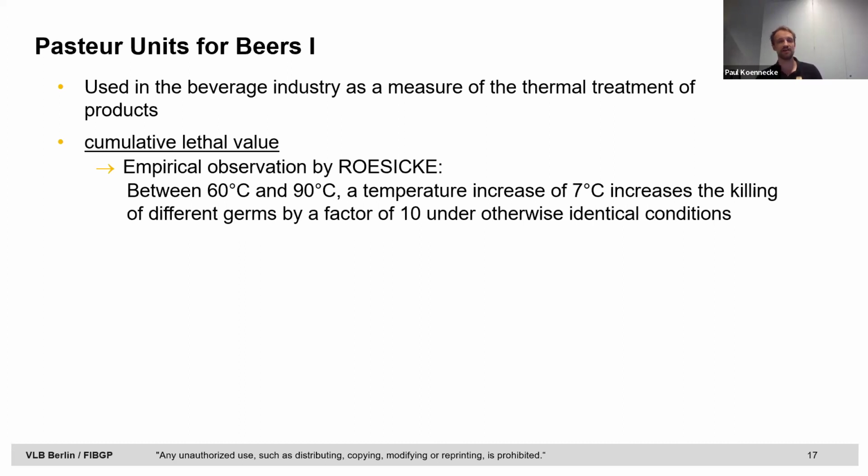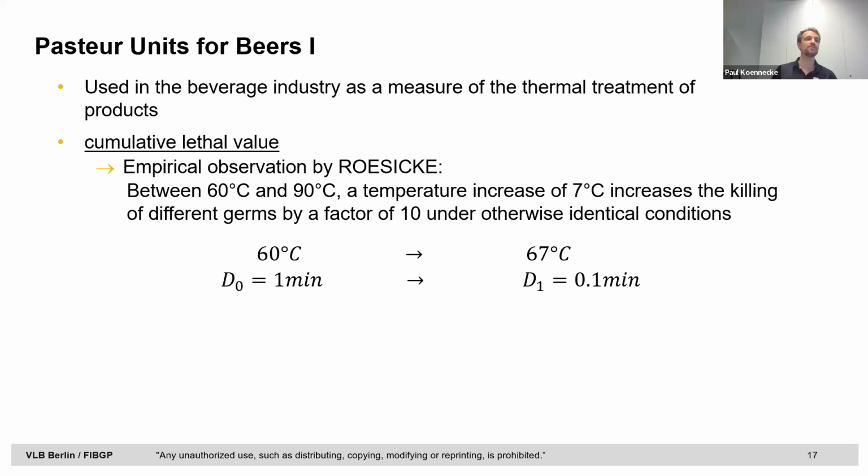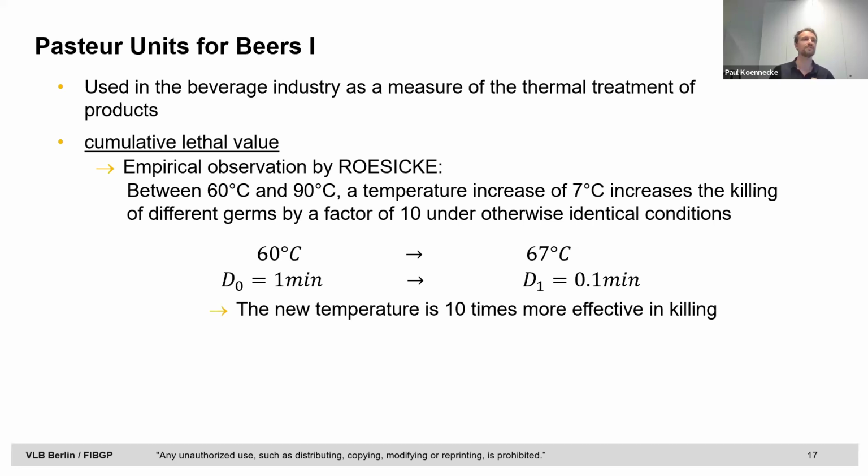Those 7 degrees are a little bit higher than necessary for all of those microorganisms. So, for example, the Z value for yeast in beer is not 7 degrees, it is 6.95 degrees. But those 7 degrees in the end cover everything we want to have for beer. And so this increase means that our decimal reduction time, as we learned, is reduced by 90%, which means that the new temperature is 10 times more effective in killing our microorganisms. That's basically what he found out.